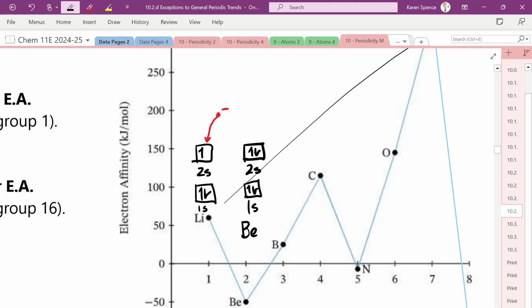So where would beryllium's incoming electron have to go? It would have to go into the 2p. And the 2p is a less stable place for that electron to go because it doesn't get as close to the nucleus.